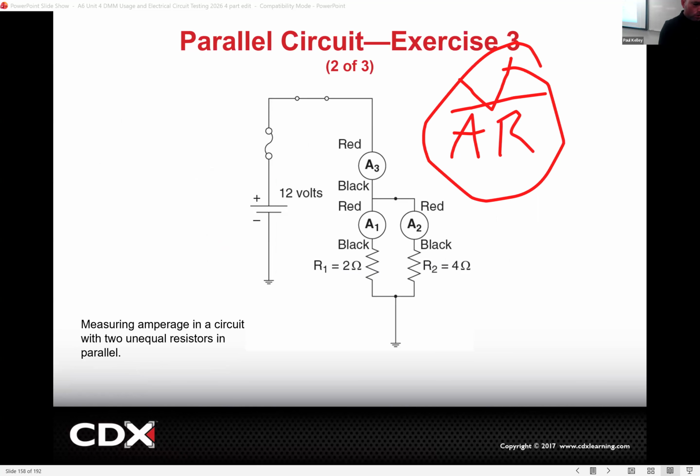And we would do the 12 is here. If the R is 2, that would be a 6. If the R is 4, that would be a 3. So again, what would the A3 amperage be, the total? 6 plus 3 would be a 9. Cool.